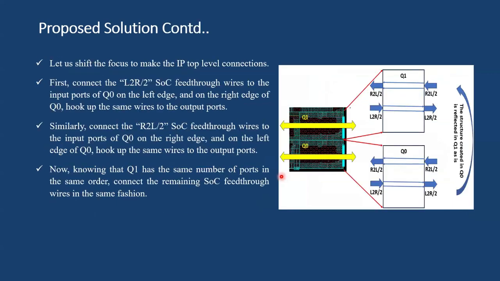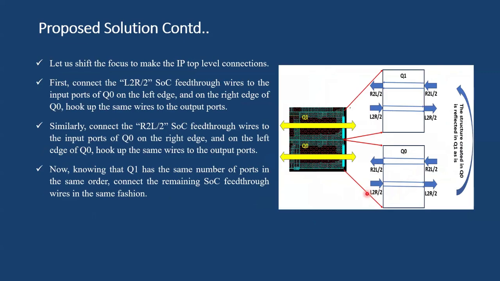Now we are shifting our focus to the IP top level connection. As per the previous slide, we understood we have created the connections within the partition. Now we are trying to do the connectivity at the IP level. If you consider the partition Q0, in the first step we have already segregated which signals are to be connected to Q0 and which signals are to be connected to Q1.